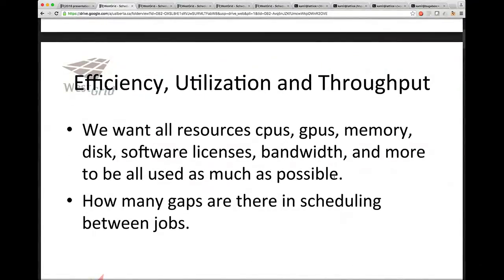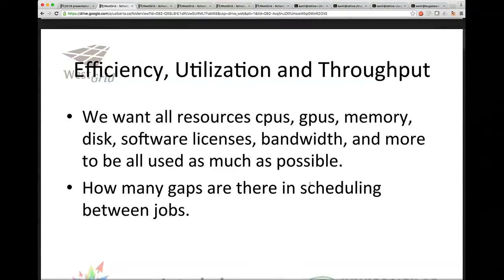In the efficiency, utilization, and throughput, we want all the resources: CPUs, GPUs, memory, disk, software licenses, bandwidth, and more to be used 100% all the time. Now, obviously, there's going to be gaps between scheduling these jobs because we won't necessarily have the jobs with the correct ratio of CPUs to memory so that we can fill up all the CPUs and memory, for instance, at the same time. Not to mention disk, software licenses, bandwidth, and everything else.